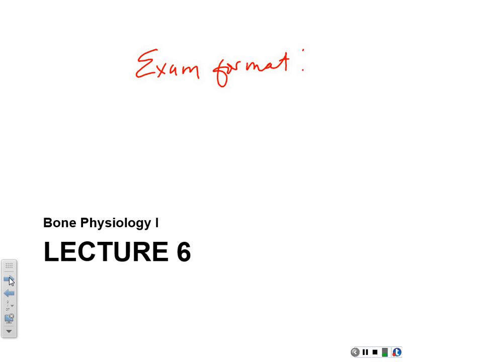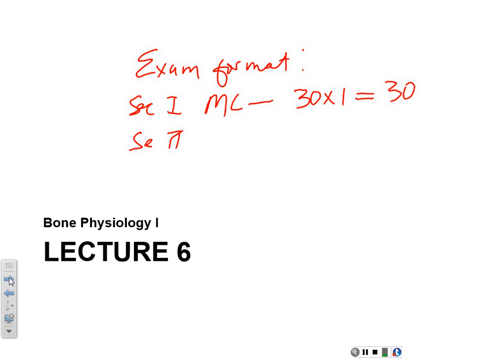We're going to have our usual section 1, and this is the multiple choice, right? Okay, and it's going to be 30 times 1, which is equal to 30 points. And then section 2 is going to be the short answer questions. Okay, and you answer 5 of 6 times 2, which is 10 points.